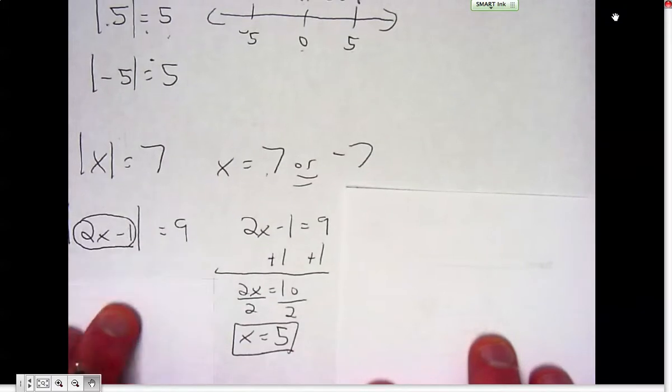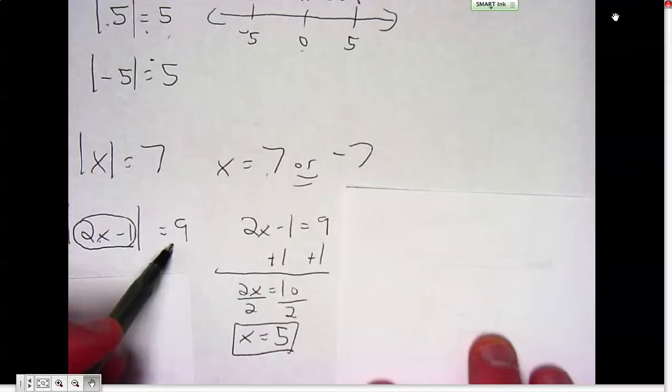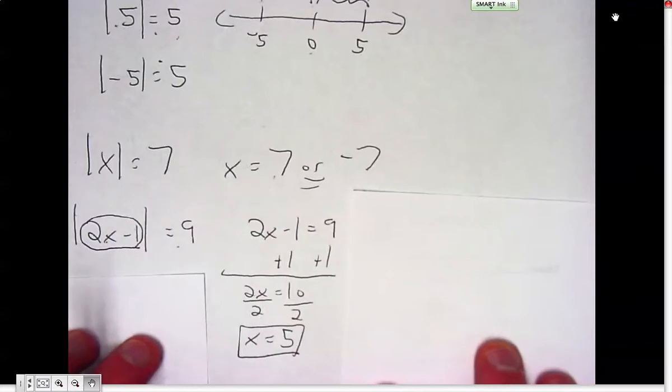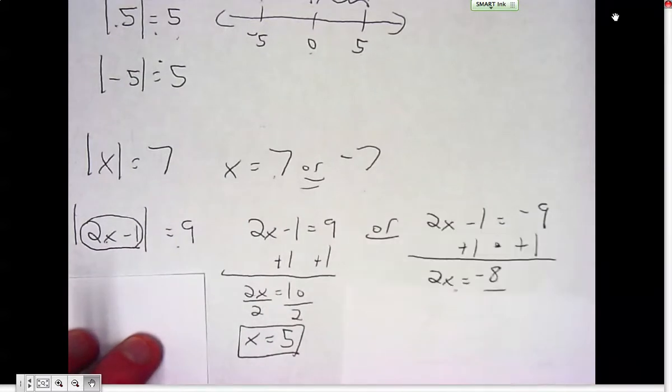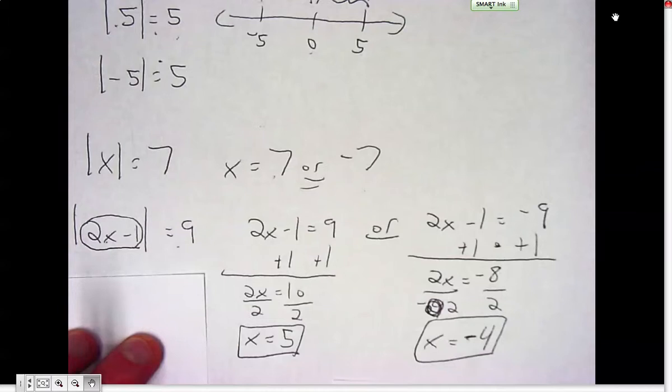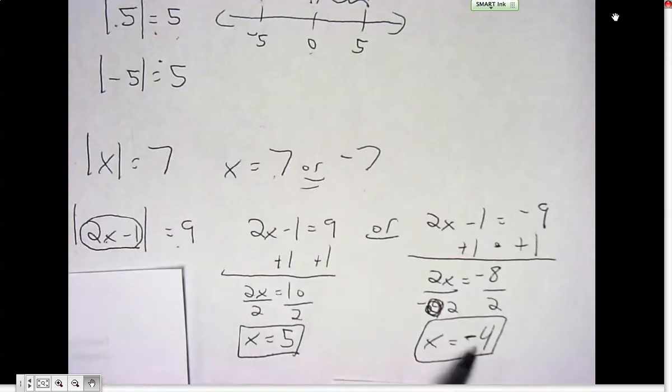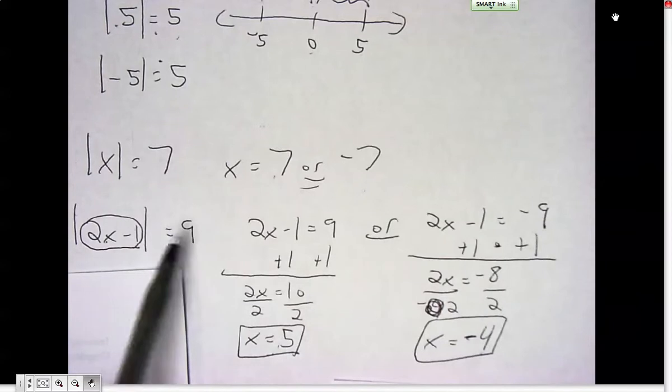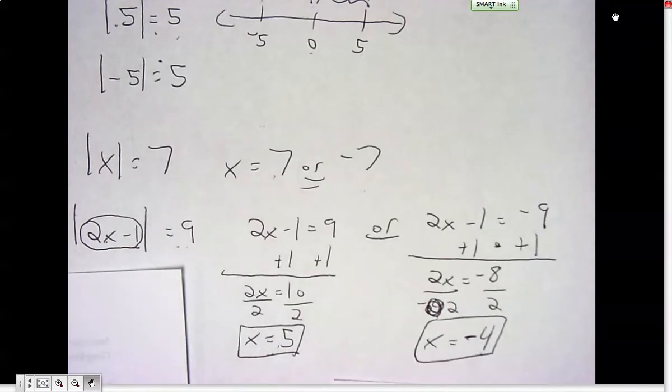So if that circle is -9, then this equation is going to work because the absolute value of -9 is 9. So I get this whole other equation that I need to solve. And so I set the whole expression equal to -9, I add 1, I divide by 2, and I get -4. And so we end up with two answers to the equation because there are two things that have an absolute value of 9.